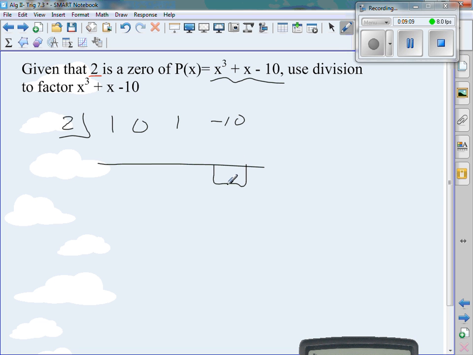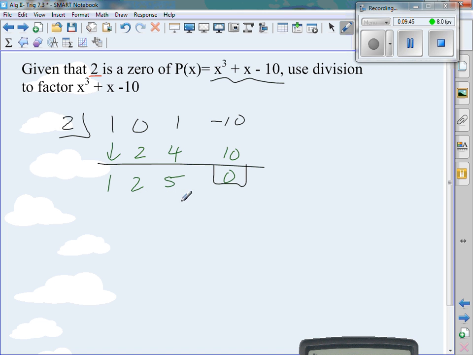The number in the box will always tell me my remainder. For it to be a factor, this needs to be 0. Bring down the 1. 1 times 2 is 2. 0 plus 2, 2. 2 times 2, 4. 1 plus 4, 5. 2 times 5, 10, negative 10 and 10, that is a 0. It tells me it is a factor, which I already know since it's a 0. I get a remainder of 0.